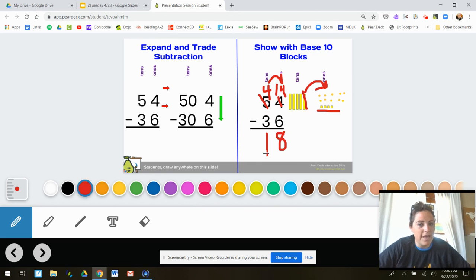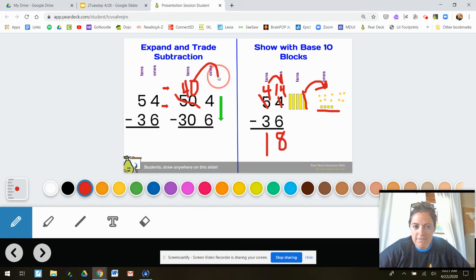Some of you guys can do that number line in your head. Check to see if that's right even on a number line, okay? So now let's show it with our expand and trade. All right? So I can't do 4 minus 6. I can't have 4 and take 6 away. So I'm going to take 10 away. Okay? I'm going to take 10 away. That's going to leave me with 40.